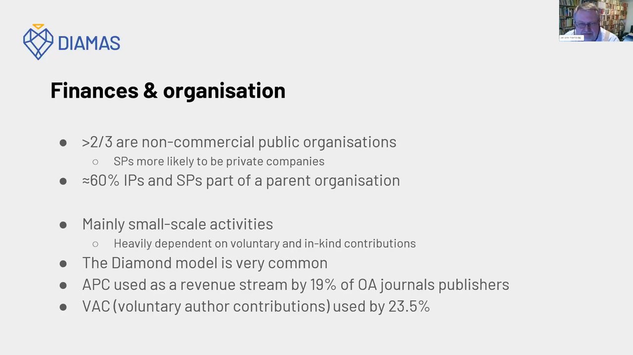The Diamond model is very common. APC is used as a revenue stream by 19% of open access journal publishers. That doesn't mean that 19% of journals use them. If a large publisher has one journal that uses APC, they will have answered yes here. So then less than 19% of journals use APC. What came as a surprise to me was that voluntary author contribution is used by nearly one quarter of all the respondents.